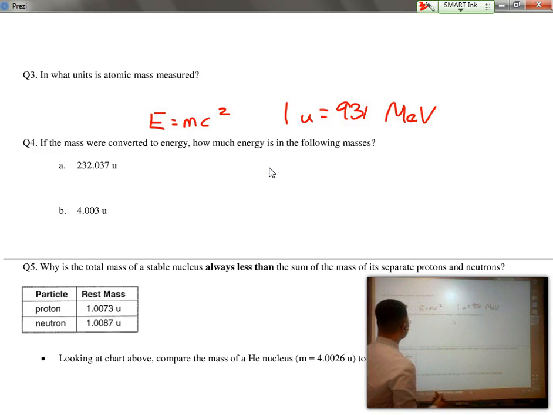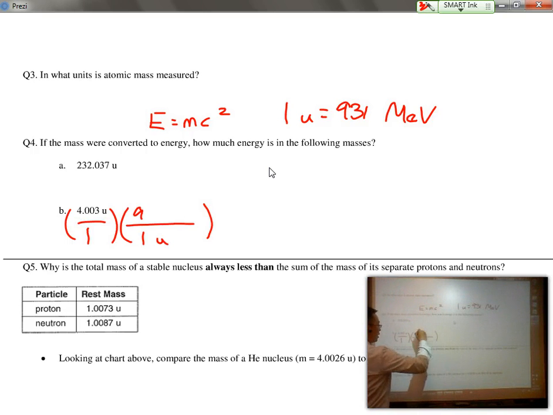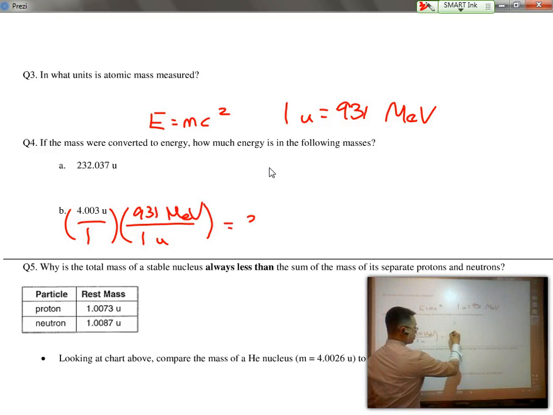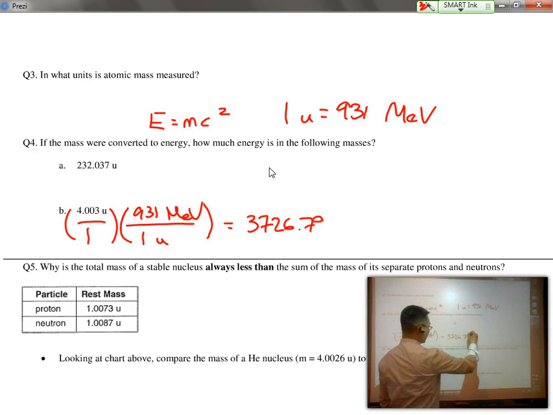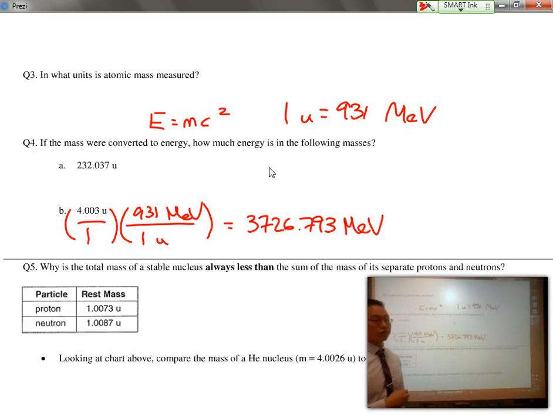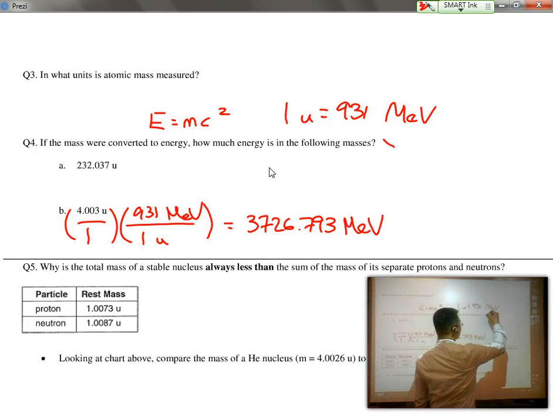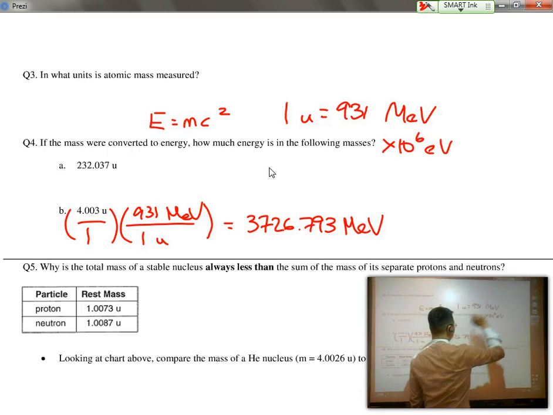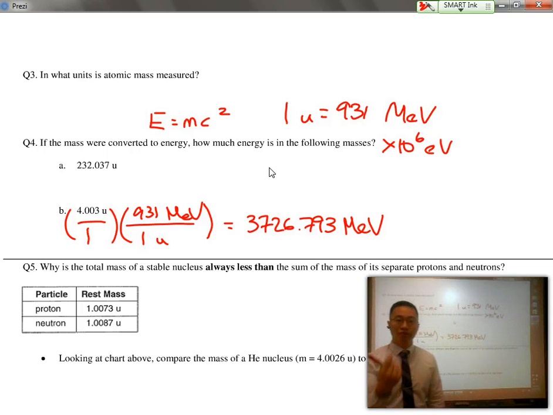So if I want to convert 4.003 atomic mass units into energy, 1 u is 931 MeV. This would equal 3,726.793 MeV. Mega, of course, means times 10 to the 6 eV. So one little bit of mass can generate a lot of energy.